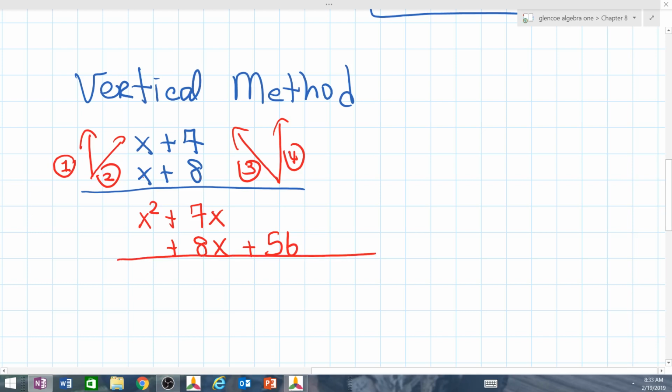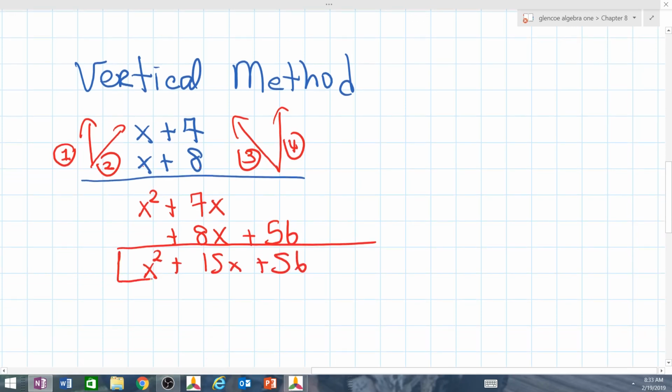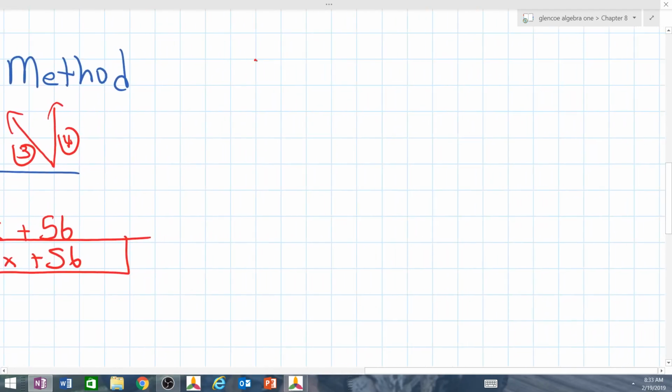The nice thing about vertical multiplication is everything is lined up for you. Does anybody have a question? Okay, let's get you guys to try a vertical multiplication.